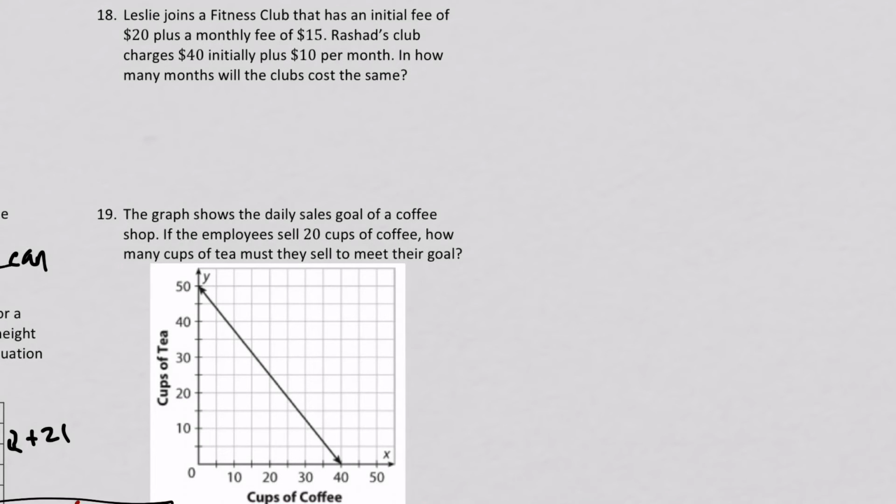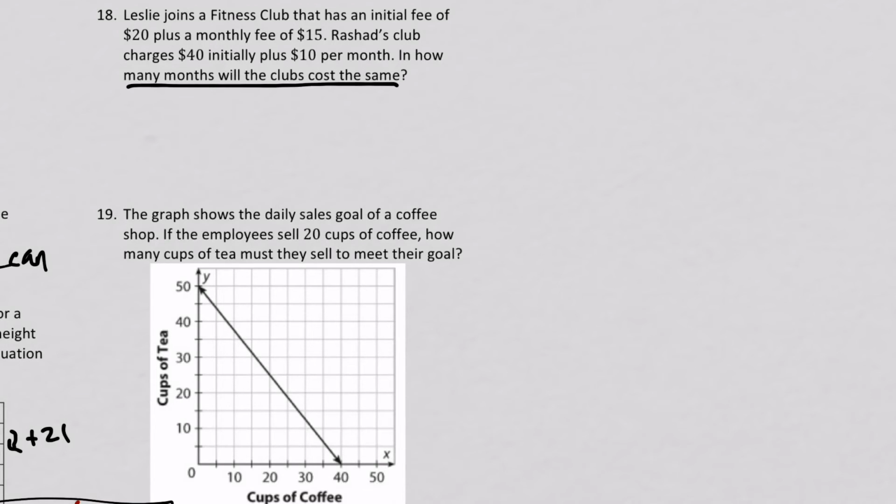Okay, number 18. Leslie joins a fitness club that has an initial fee of $20 plus a monthly fee of $15. Rashad's club charges $40 initially plus $10 per month. In how many months will the clubs cost the same? Here's the clue on what you need to do. In how many months will the clubs cost the same?